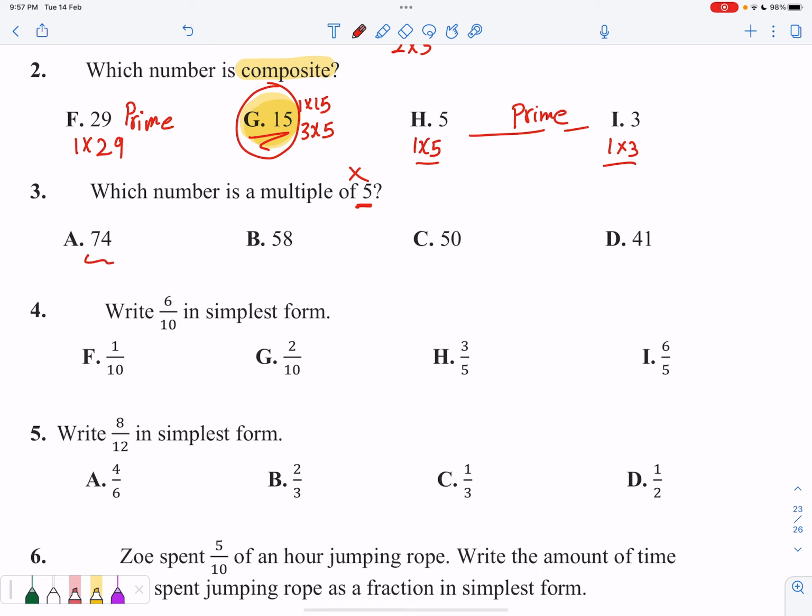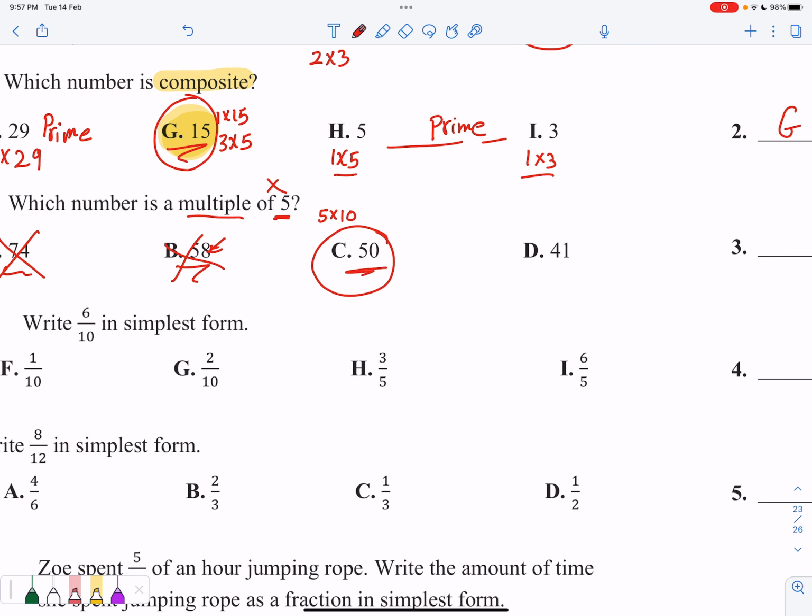Let's try 74. Is that a multiple of 5? Can you make it from multiplying 5 by something? No, of course not. What about 58? No, because you have 8 and you cannot make the 8 from the 5, so also no. What about 50? Well, 50 looks promising because you can make the 50 from multiplying 5 by 10, right? So yes, 50 is a multiple of 5, so this is the correct answer.